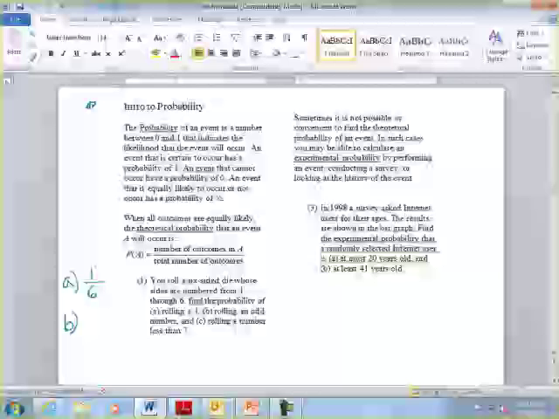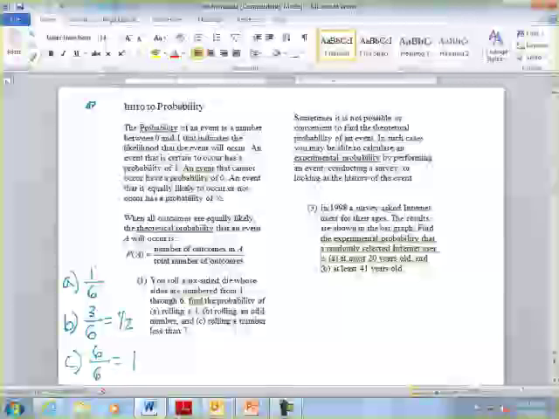Rolling an odd number. How many odd numbers are there on a die? 3. 1, 3, and 5 are odd numbers that are on a die. Out of how many things could happen? 6. Reduce fractions when possible. So I would have a half chance of that happening. Rolling a number less than 7. How many numbers less than 7 are there on a die? 6. 1, 2, 3, 4, 5, 6 are all less than 7. Out of 6 sides gives me that probability of 1, which means that has to happen. When you roll a die, you have to get a number that is less than a 7.